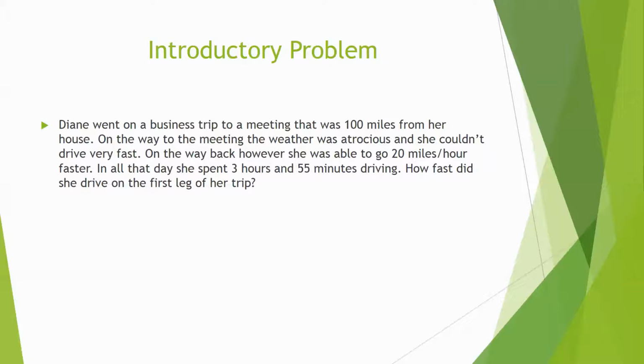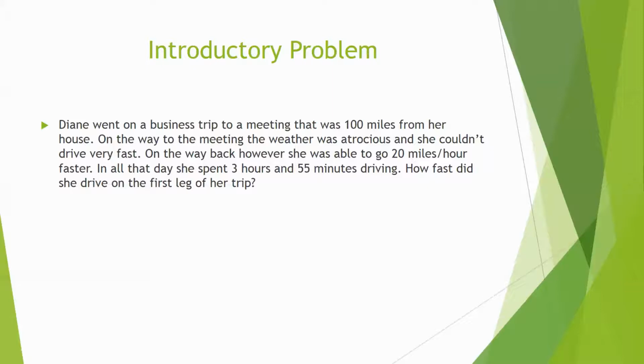Diane went on a business trip to a meeting that was 100 miles from her house. On the way to the meeting, the weather was really bad and she couldn't drive very fast. On the way back, however, she was able to go 20 miles per hour faster. In all that day, she spent 3 hours and 55 minutes driving. How fast did she drive on the first leg of her trip? That is, on that first 100 miles. So what was her speed?